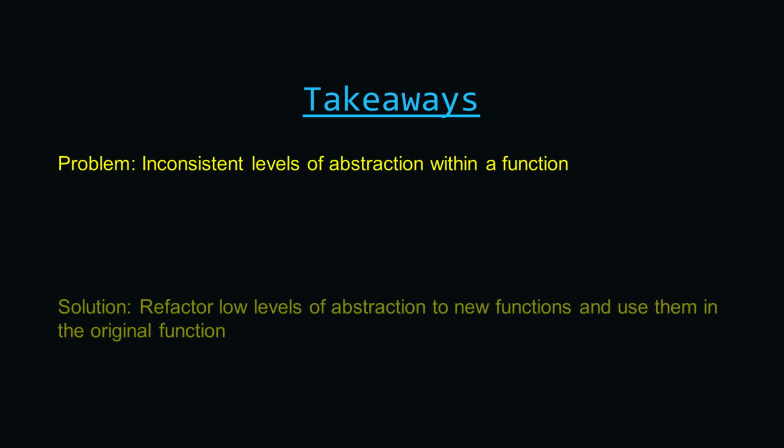So the problem we saw in this lesson is inconsistent levels of abstraction within a function. And the solution was simply to refactor low levels of abstraction to new functions and use them in the original function. And that's all for this lesson.